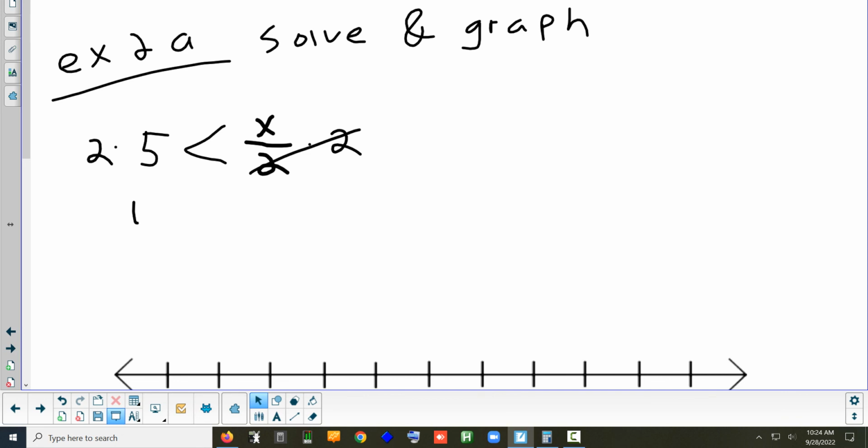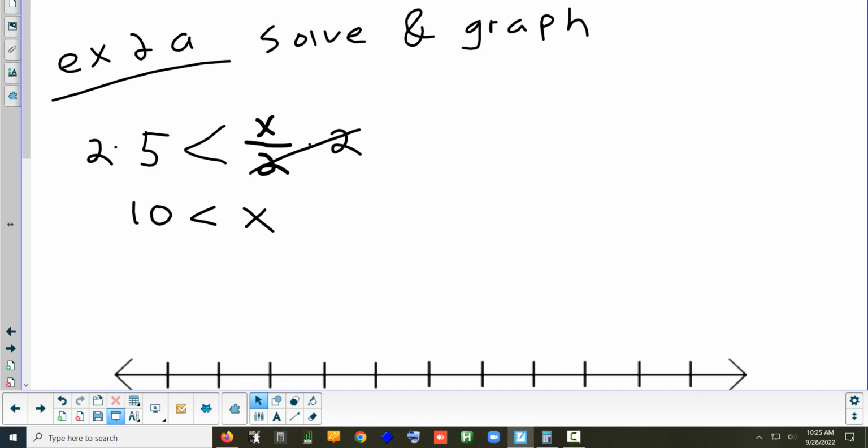Ten. Yeah, 2 times 5 is 10. We still have the less than, and we still have the x. Now, why didn't I flip it? I multiplied each side by a number. Yeah, because you weren't multiplying or dividing by a negative. Right, I didn't multiply or divide by a negative. I multiplied by a positive 2. So I did not have to flip the inequality at that step.